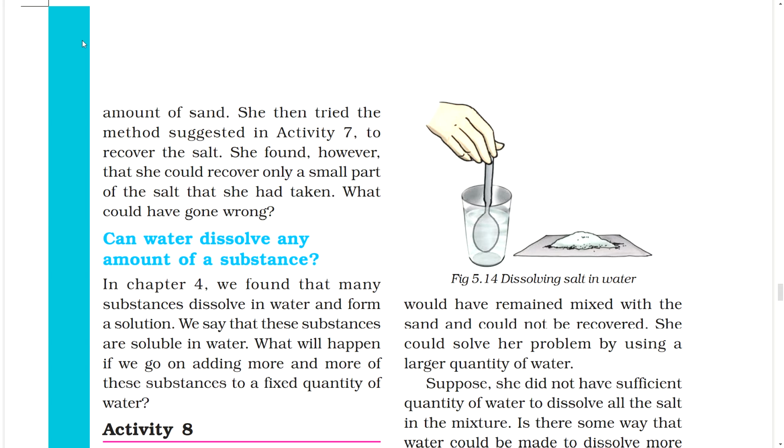Can water dissolve any amount of a substance? In chapter 4, we found that many substances dissolve in water and form a solution. We said that these substances are soluble in water. What will happen if we go on adding more and more of these substances to a fixed quantity of water?